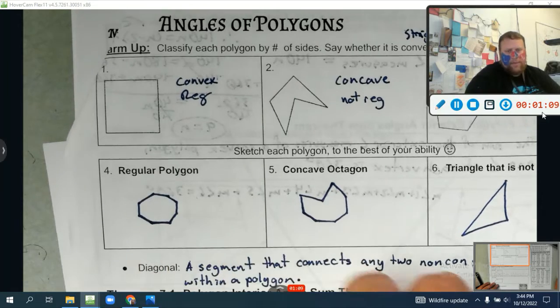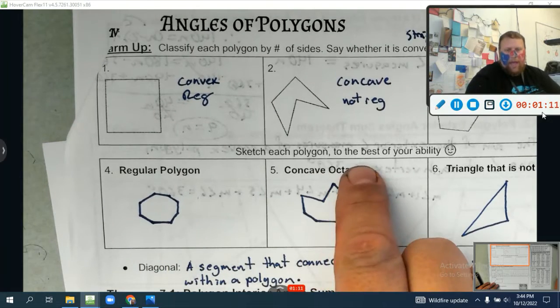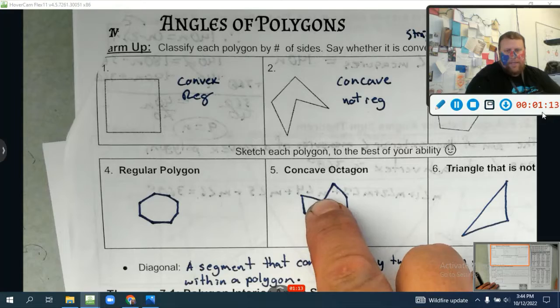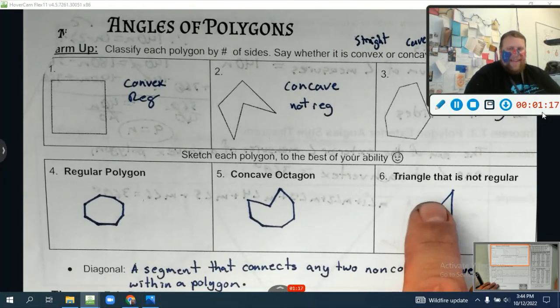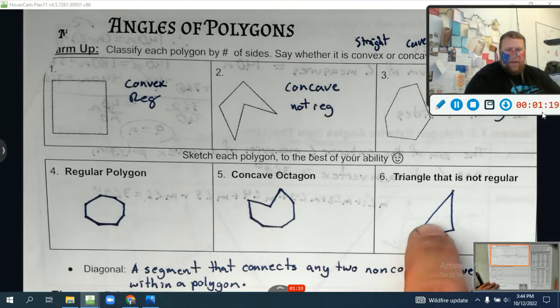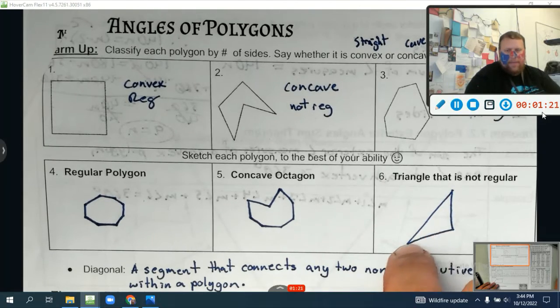A regular polygon, well, I just drew an octagon. Imagine all those sides were the same and we'd be good. A concave octagon, well, I just took one of the sides and drew it in, like Pac-Man. And then a triangle that is not regular. This is a triangle, but all sides are of different lengths.